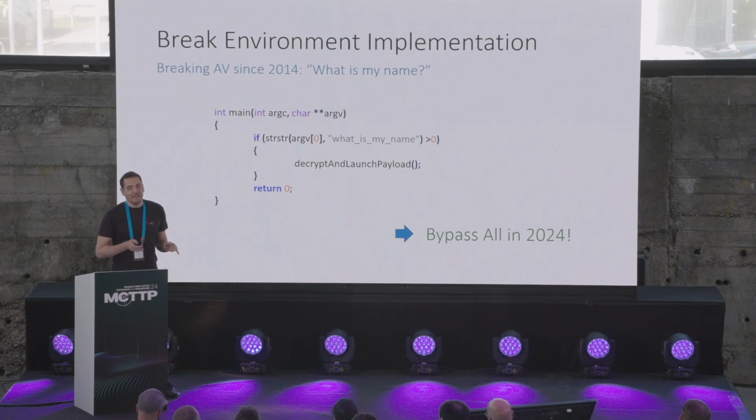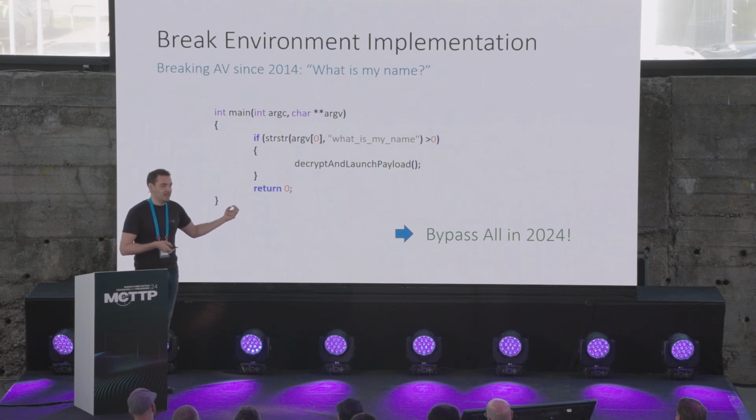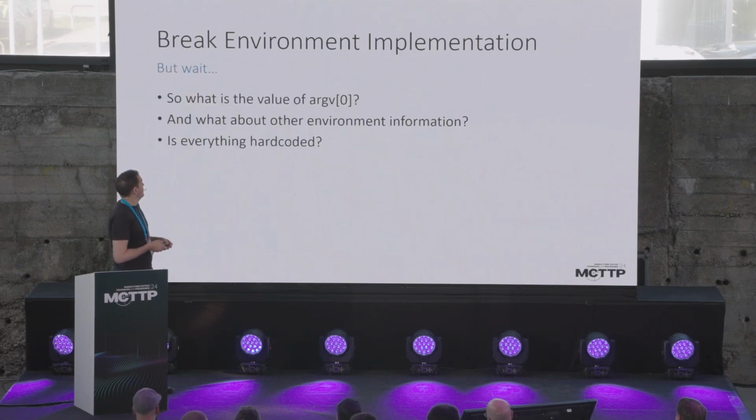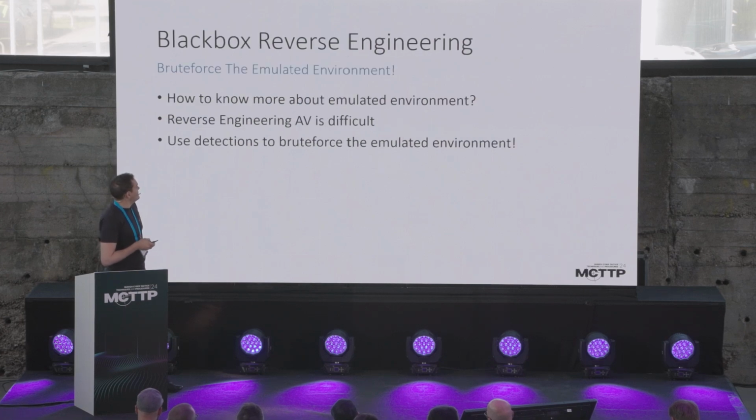And the reason why is that all the environment, including the name of the current process, the username, etc., is hard-coded in the emulator. So it doesn't correspond to the real name. That made me think also, if everything is hard-coded, maybe it's the same for all the environment information, maybe it's the same for processes, files, everything. And so how can I know more about this emulated environment?